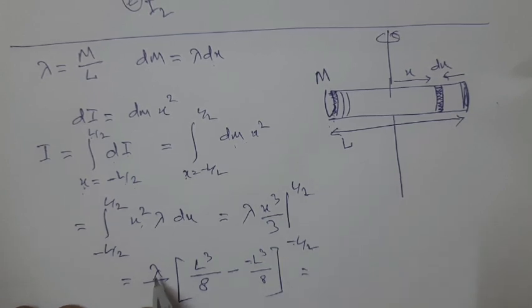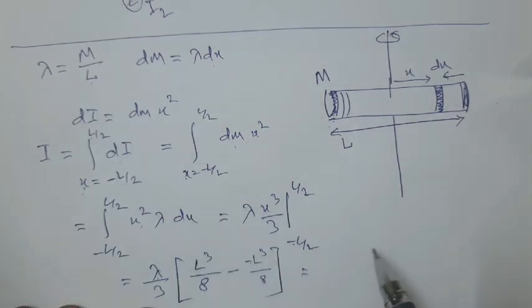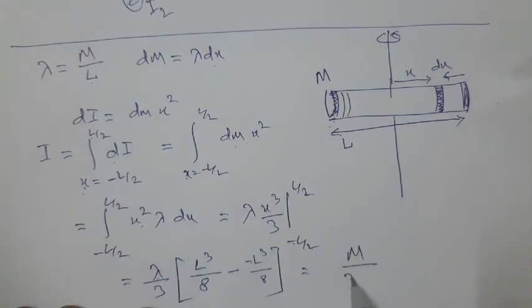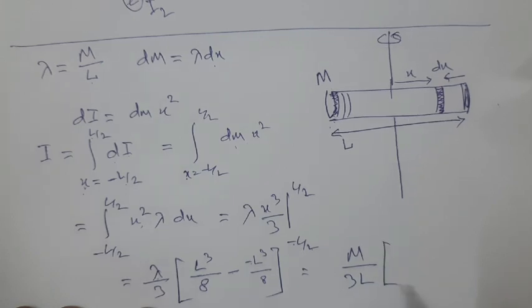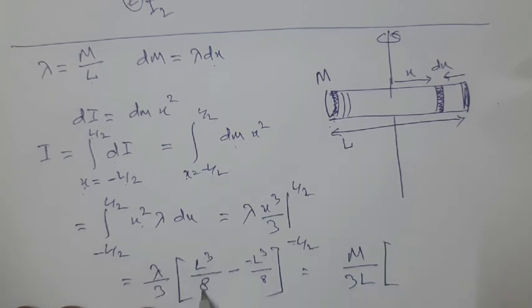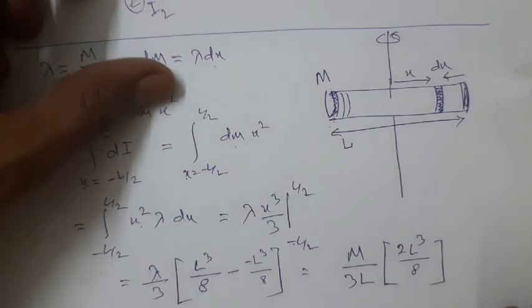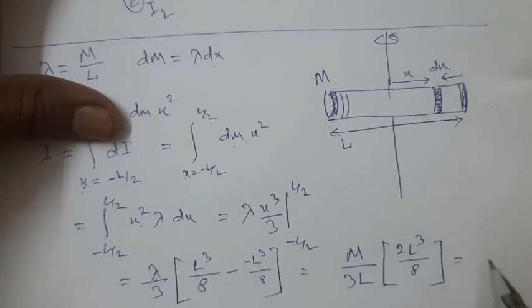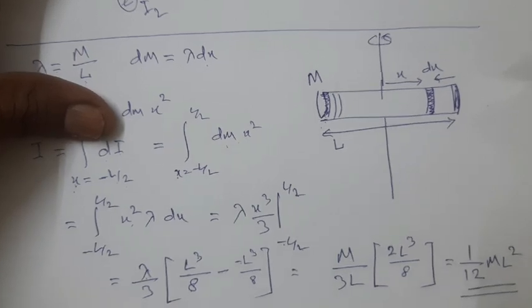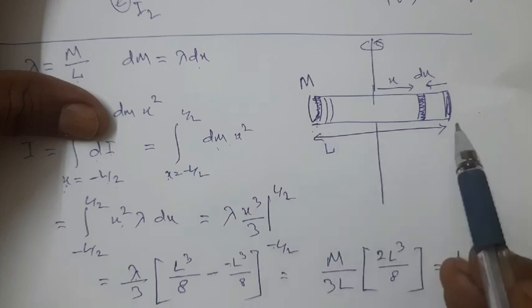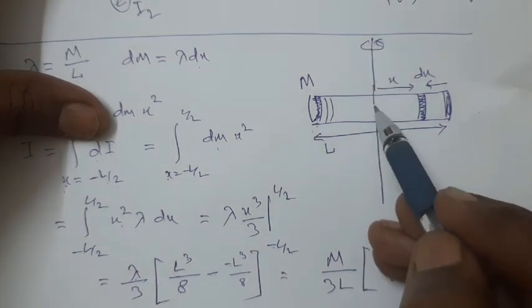I will have to substitute lambda to be m by L, and hence I can write it is m by 3L. Then I can write L cube divided by 8 plus L cube divided by 8, that is 2L cube divided by 8, correct? And if I rearrange the terms, it is 1 upon 12, check karo, 1 upon 12 mL square. Therefore, moment of inertia of a rod of length L about the axis passing through its center.